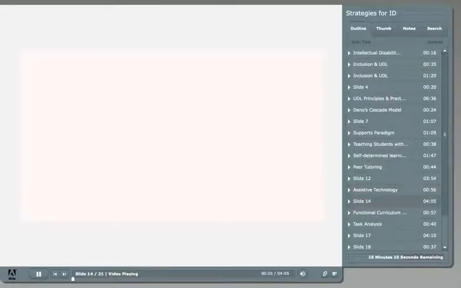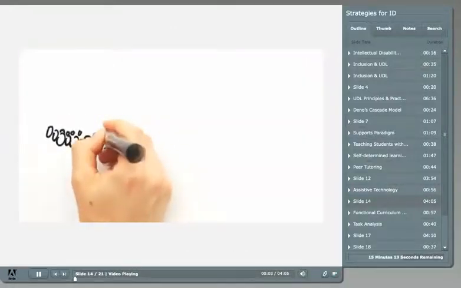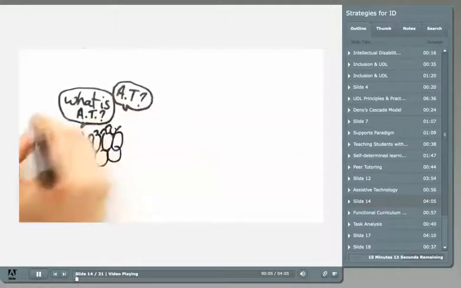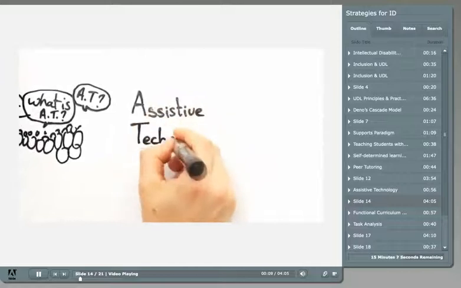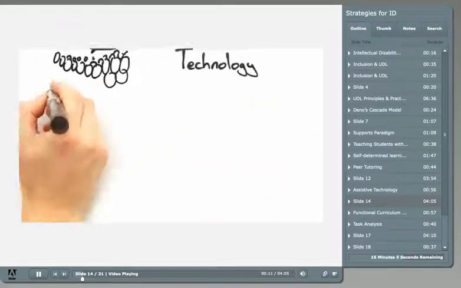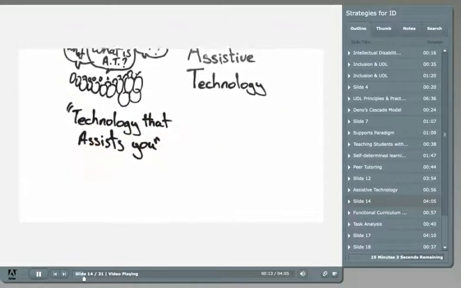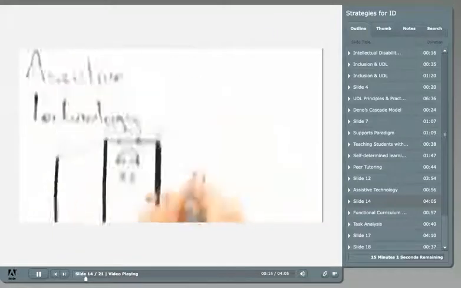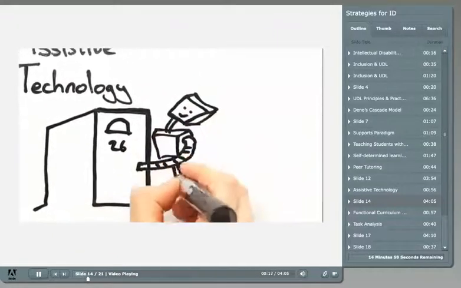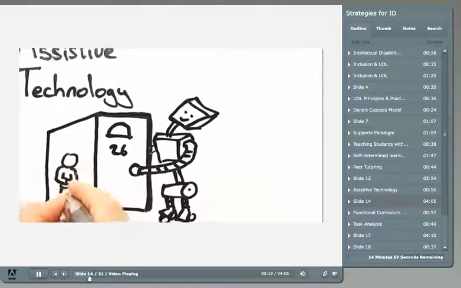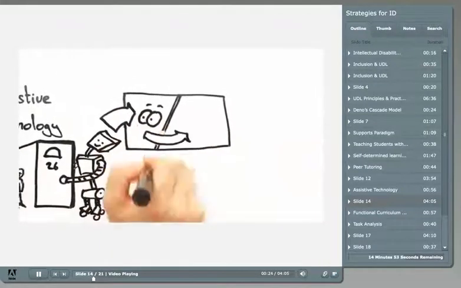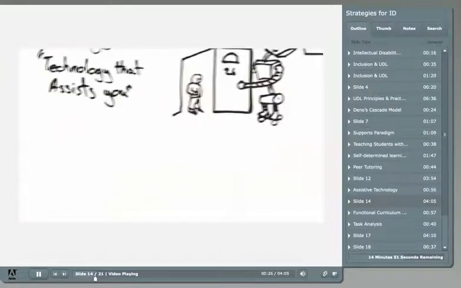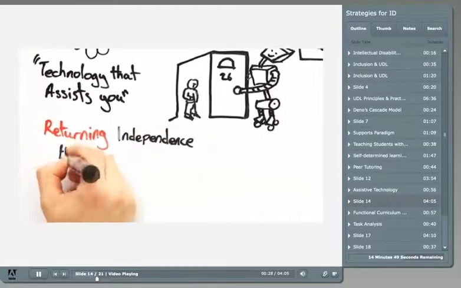The first thing that people say is, What is AT? Well, there are many ways to answer that question. You could say it stands for Assistive Technology, that is, technology that assists you in some way. If you have a disability, you may need assistance with any number of things, from someone who needs an easier way to open a door, to someone who can only move their eyes and needs a more comprehensive solution. We like to sum up AT as returning independence through technology.